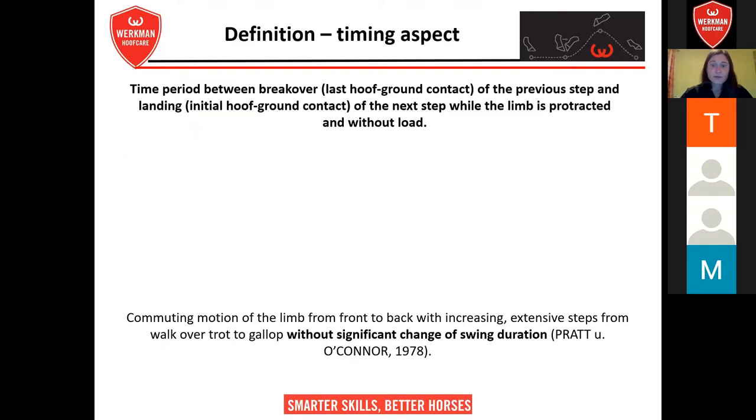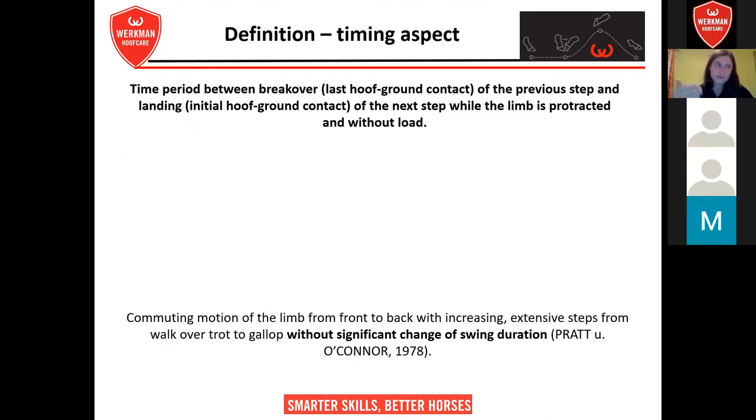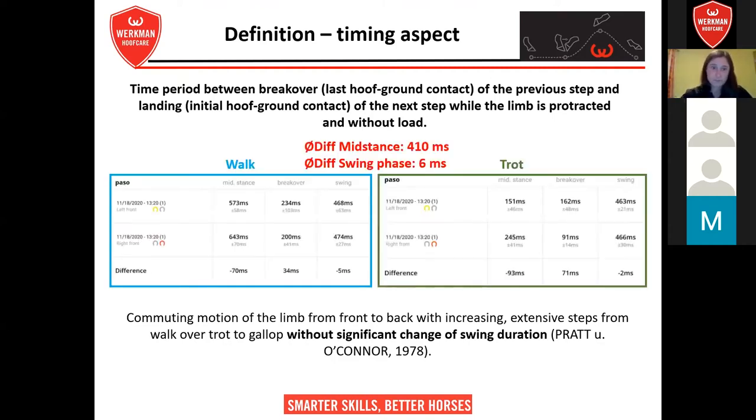And of course, the faster the horse walks and the faster the gait becomes, from walk to trot to gallop, the stride duration increases, and we have a bigger stride, but the swing duration is not changing. So I brought you two timetables of one horse, and you can see it in walk and you can see it in trot. We check the swing phase between walk and trot in this horse, and there's just a difference of 6 milliseconds. So walk and trot have just a timing difference of 6 milliseconds for swing phase.